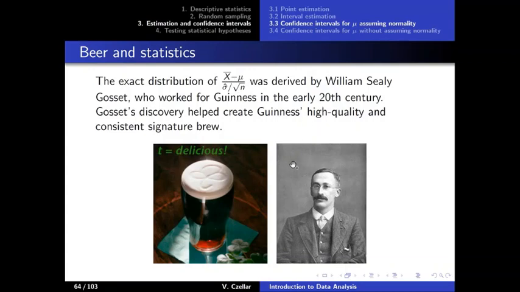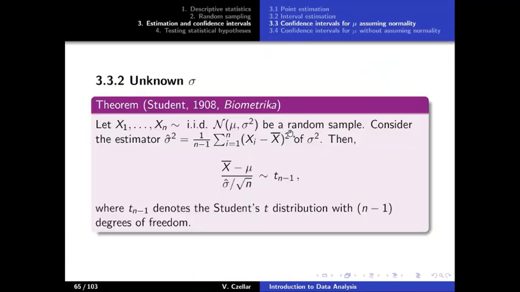So he worked during a couple of years, and he derived the exact distribution of this statistic. When he published his result in 1908, he published the exact density of this statistic, but Guinness did not allow him to publish under his name, so he had to use basically a nickname. And since he was indirectly a student of a prominent statistician called Pearson, he used this pseudonym, Student, to publish his result.